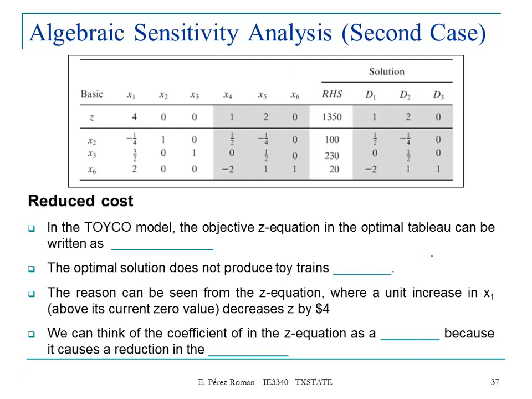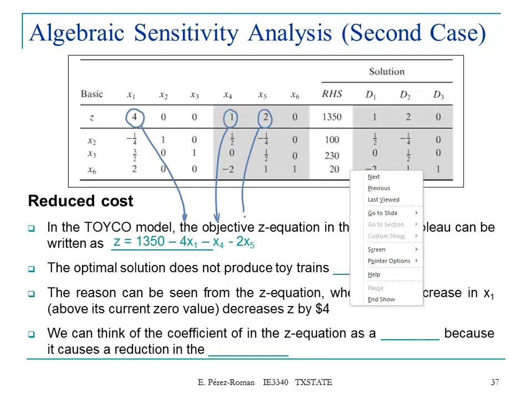So there's a concept called the reduced cost. In the Toycraft model, the objective Z equation in the optimal tableau can be written as this. If you look at your optimal tableau, which is here, you have a coefficient for x1, a coefficient for x4, and a coefficient that is different than 0 for x5. So if you write your objective function for the optimal tableau, this is how the objective function will look. So you have a coefficient for x1, a coefficient for x4, and a coefficient for x5.